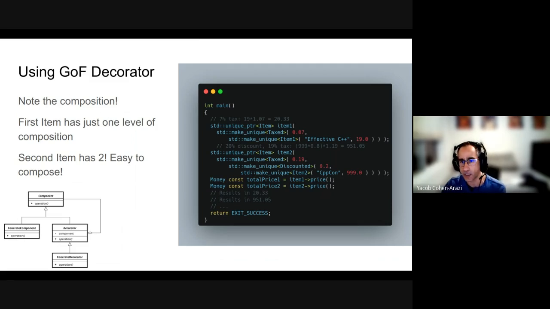And this is what you see here. The 9999 times 0.8, it's a 20%. And then 1.19, you get the final value, which is 95105. And this is beautiful. I didn't need to change item. Item is still just having one price. I just needed to have a decorator of discount and decorator tax, and I can compose them. They compose very well, which is really nice.